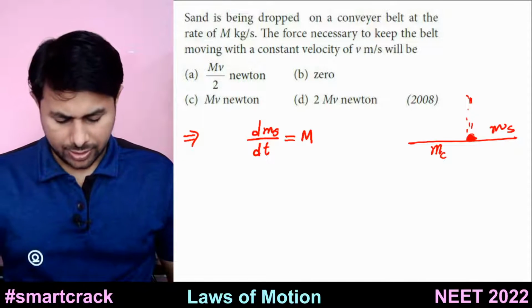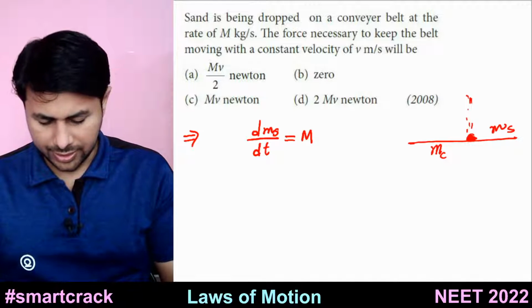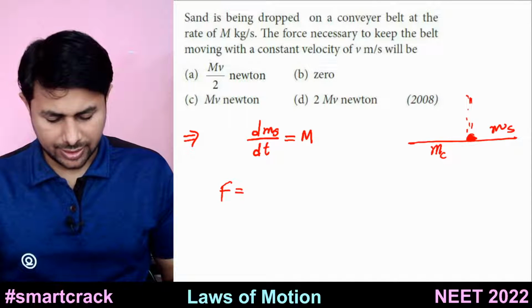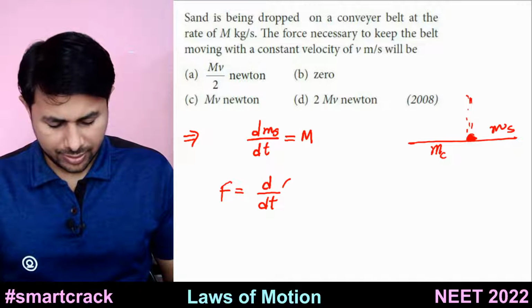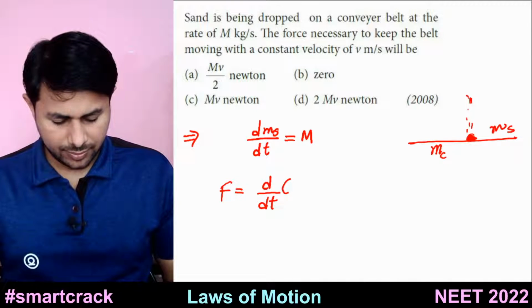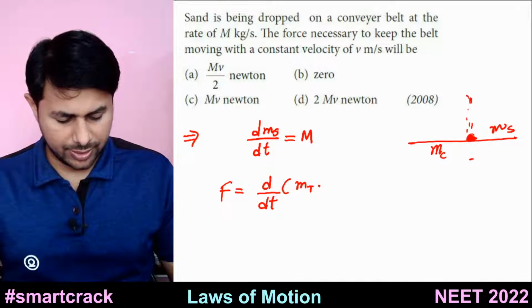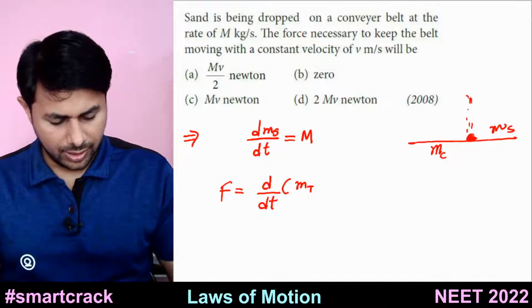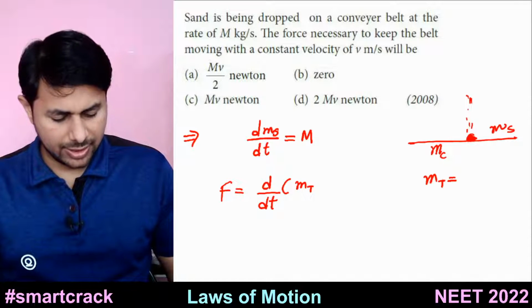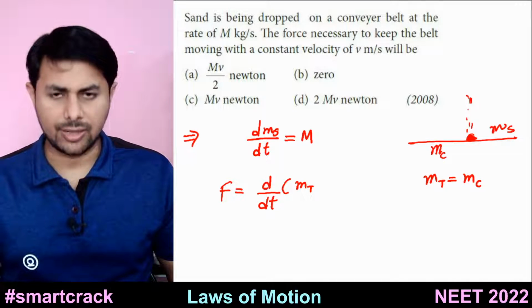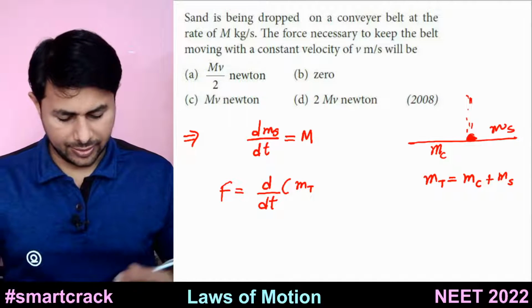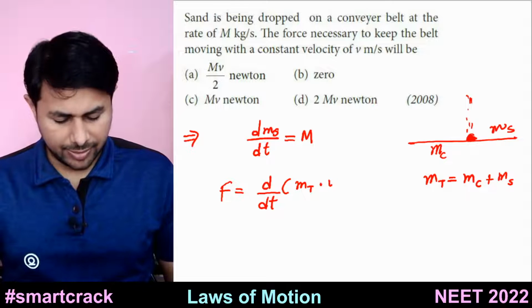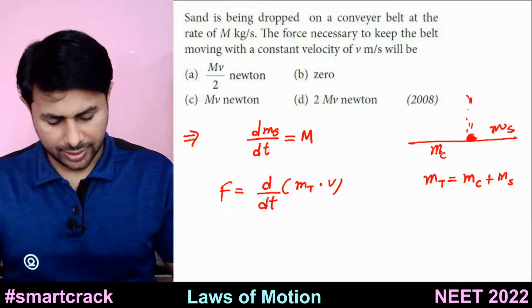We know Newton's second law: force is equal to what? The change in momentum with respect to time. So d by dt of total mass times velocity. Suppose the total mass m_t is equal to the mass of the conveyor belt plus the mass of the sand, multiplied by the velocity of this total thing.